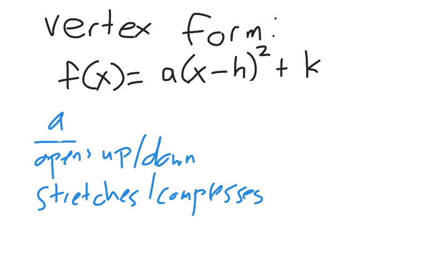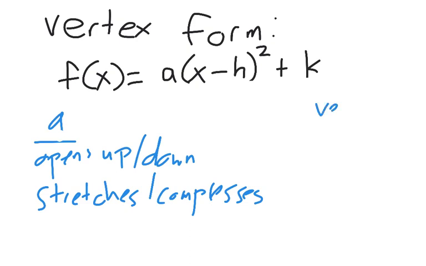Okay, does A tell us anything else? No, that's the only two things we know from A. It opens up or down, or it stretches or compresses. Okay, what else does this graph tell me with the H and the K? H says where it's going to start on the x-axis. So H moves me along the x-axis, left or right. K moves me up or down on the y-axis.